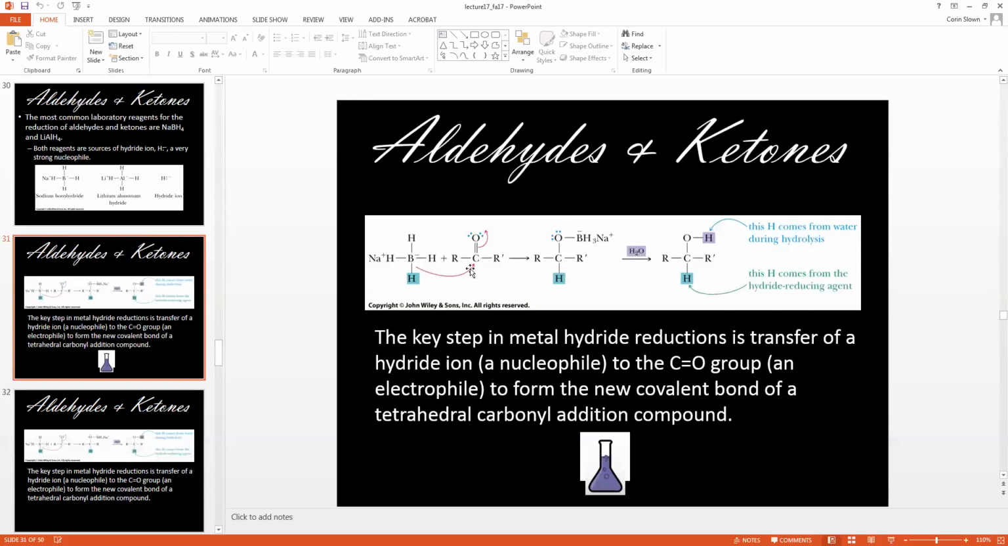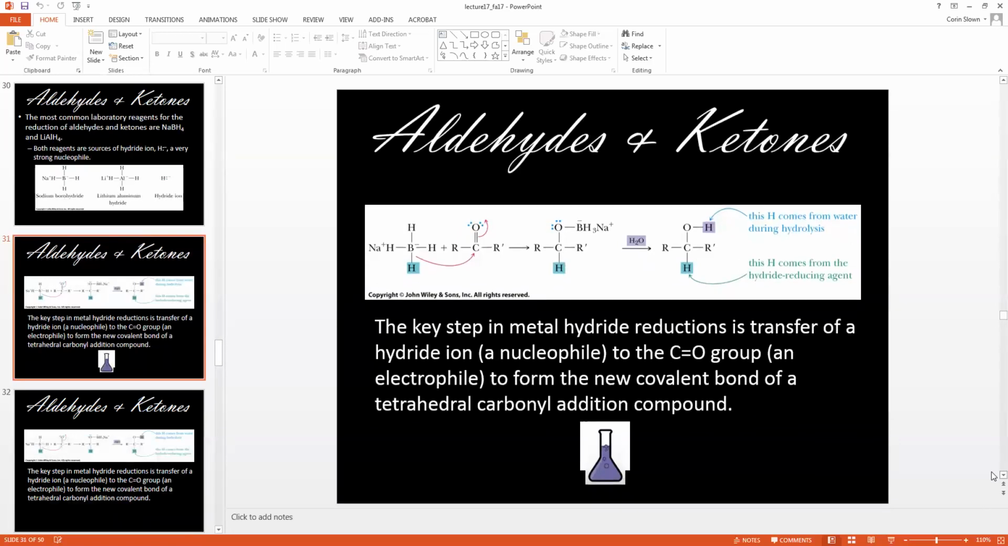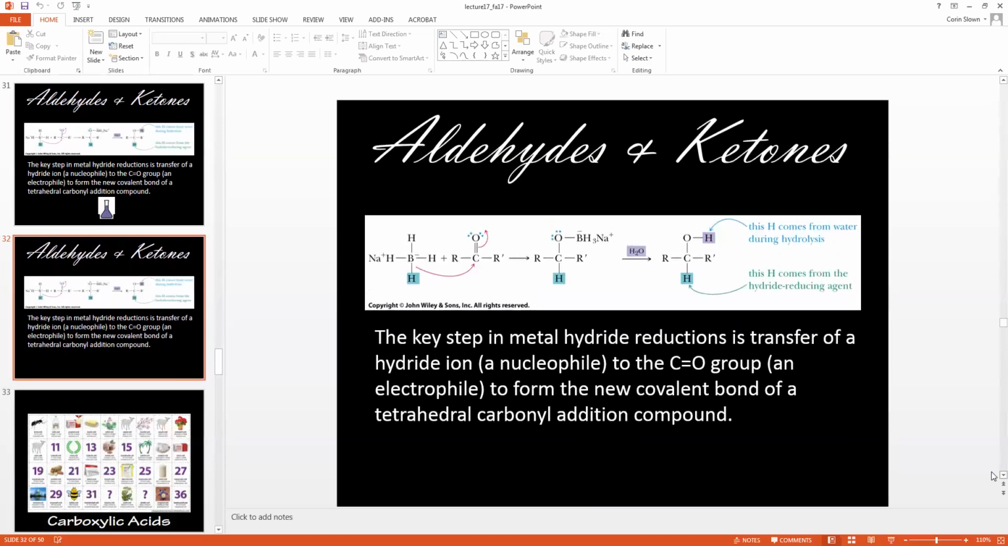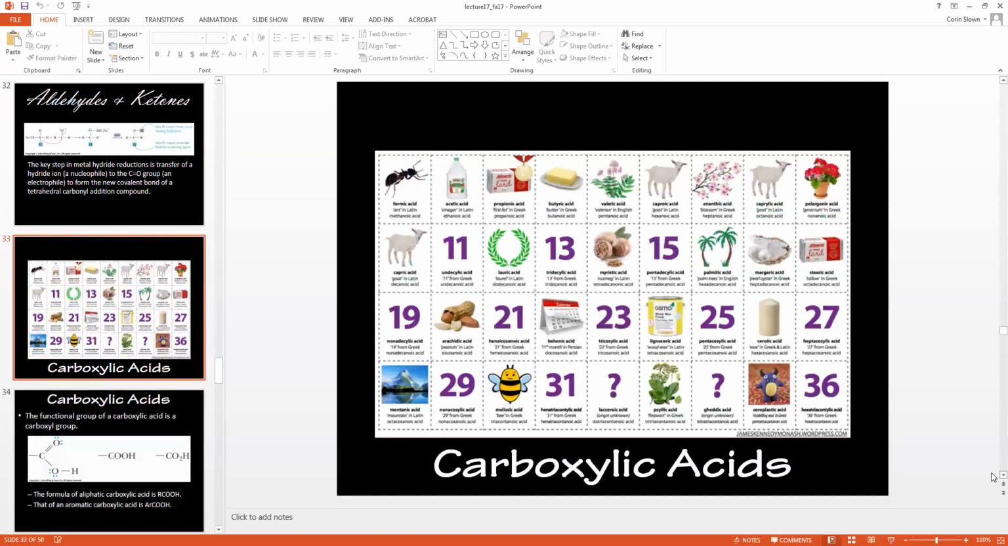Hydride adds in to my electrophile, kicks my electrons up, forming my O- complex. That then becomes protonated through a proton source such as water during hydrolysis. It's important to know the difference between hydrogens that function as nucleophiles and hydrogens that are protic or from proton sources. It's really important that we're able to make this distinction because going forward, we're now going to look at carboxylic acids. That's our next step.